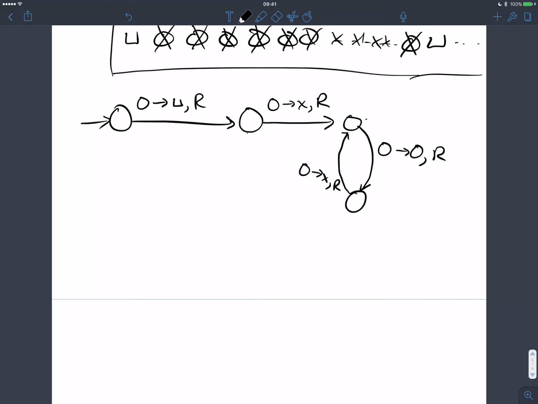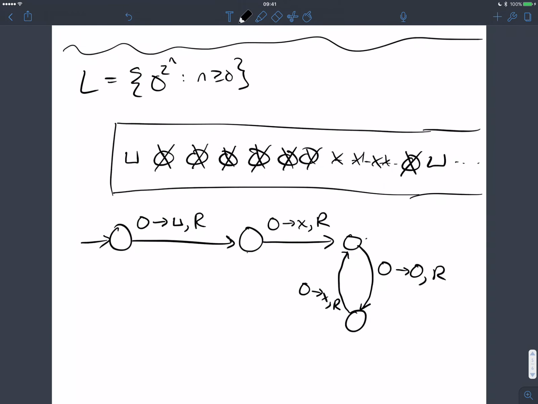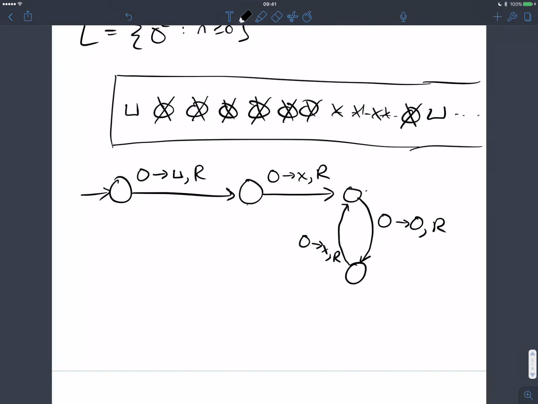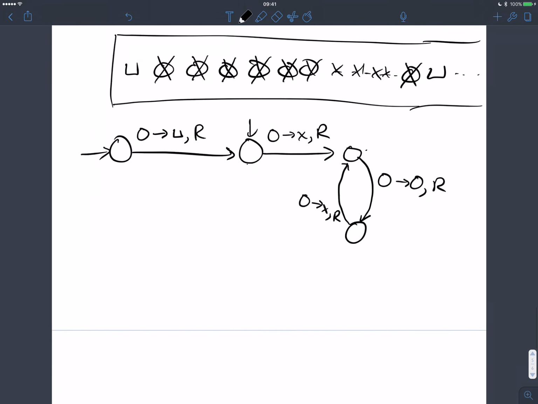Is the empty string in this? No, because even if n is zero, that's one zero. That's a great point. If I'm in this state right here, that second state, and the input provided was n equals zero, which is exactly one zero, if I mark that first zero with a blank, and I move right, what should I see? A blank. So if I'm in that state right there, if I see a blank, where should I go? Go to Q accept.